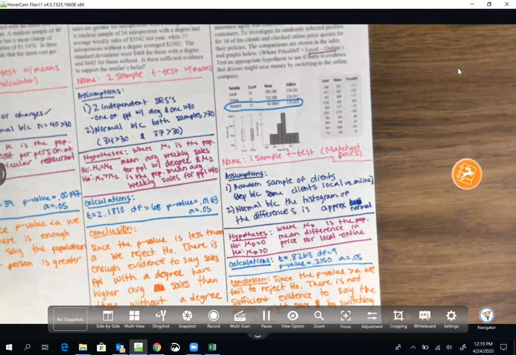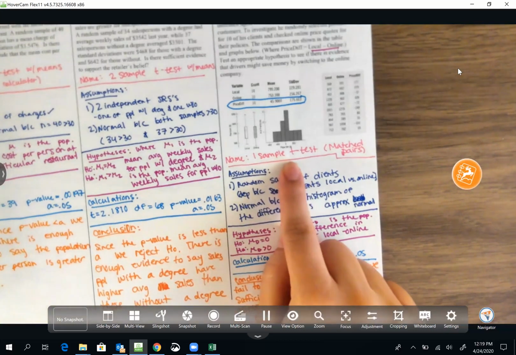If it were 10 different clients for local and 10 different ones for online, then it would be a 2 sample t-test. But because it's the same customer and we're comparing their local and online, it makes it a matched pairs, which is a 1 sample t-test.